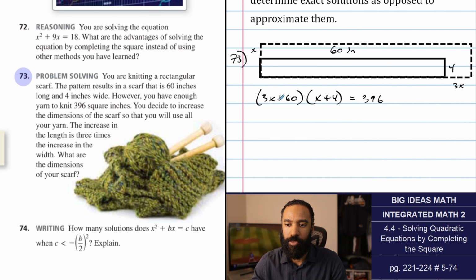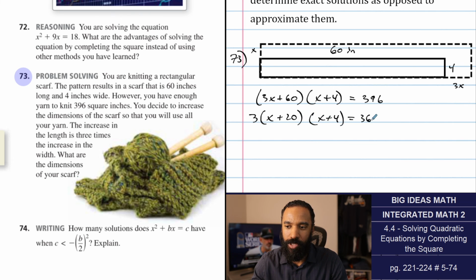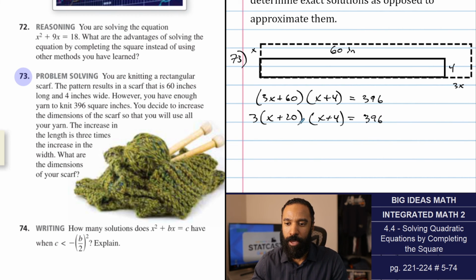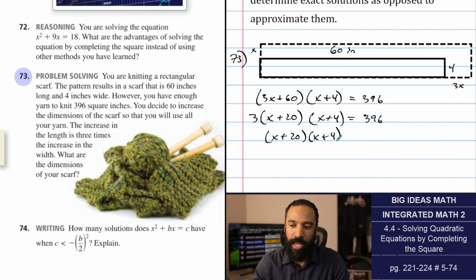So let's distribute that thing out. Actually, let's factor out the 3. Factor the 3 out, and we get that. The reason I do that is because I want to get rid of that 3 as soon as possible. I can divide everything by 3 right now, and I get x plus 20 times x plus 4. Don't worry, I'm still going to distribute that. I just want to make sure I get this thing set up. That's 132. Like that. So now I get to distribute here in FOIL.